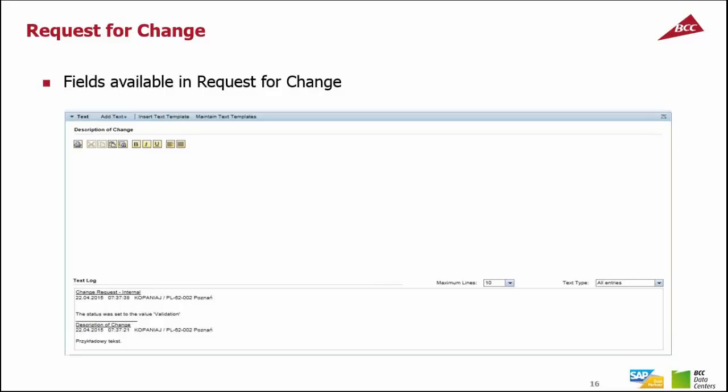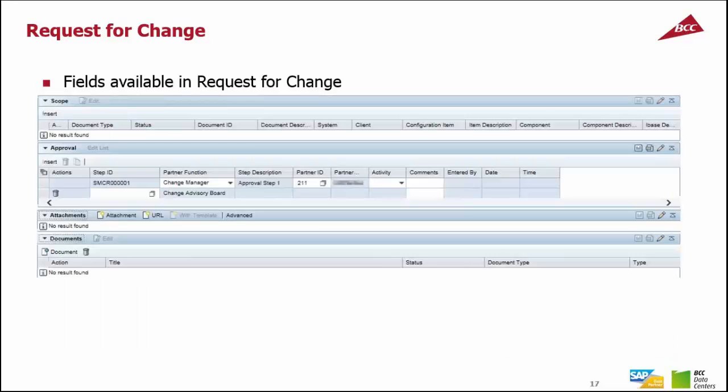The picture below shows some additional fields, such as scope, in which the Change Manager selects the systems that the change concerns. The approval field is used to determine the Change Advisory Board, and later in the same area, requests can be approved or rejected by them. The attachment box allows adding files like docs, PDF, and many more documents. In the document section, files which were previously used in other projects can be attached.